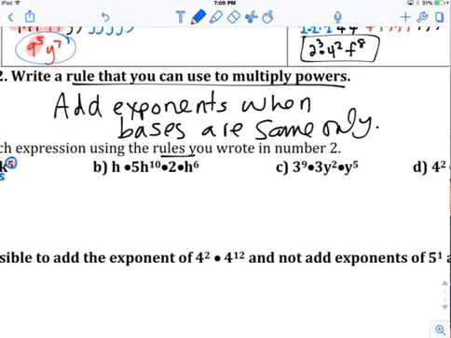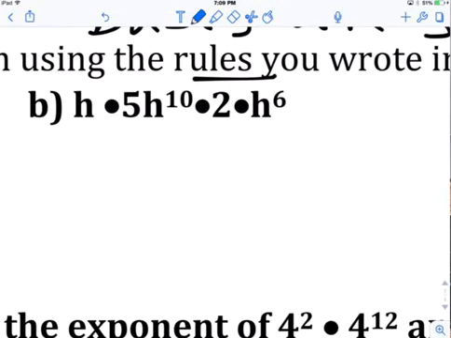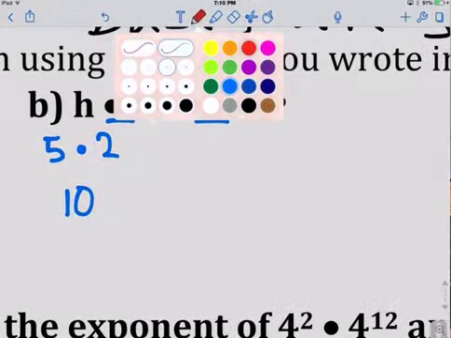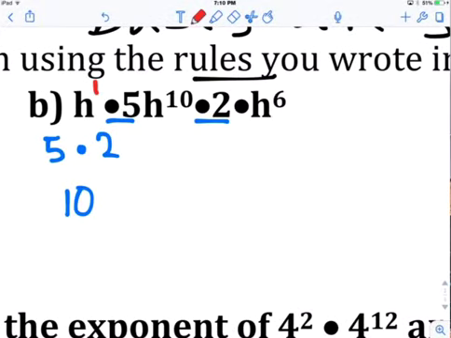Okay. Same here, we can have the 5 and the 2. 5 times the 2, they're not the same base, we cannot add them, but we can multiply 5 times 2 to get 10. This is h to the 1st right here, with h to the 1, plus h to this 10, plus the 10, h to the 6, plus the 6, and h to the 17.